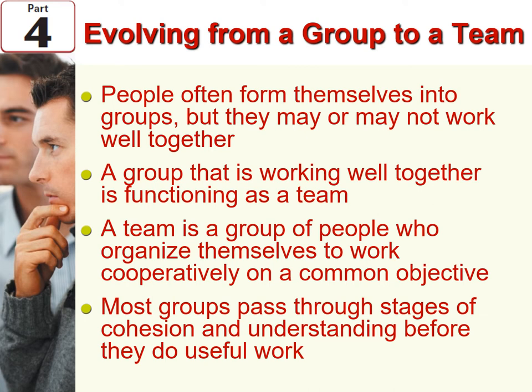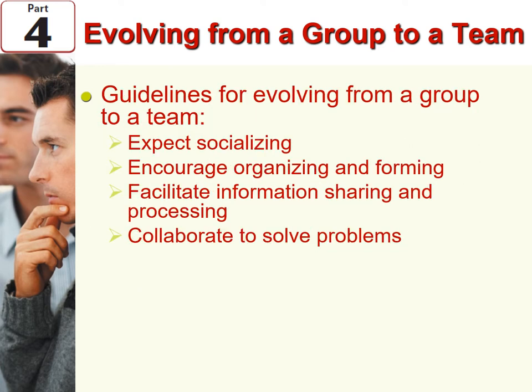So also for this objective, we have some guidelines for evolving from a group. If you want to evolve from a group to a team, you have these four guidelines. The first guideline here: you have to expect socializing. What do you mean by socializing? It means social, okay? This comes from social, okay? As long as you deal with people, you have to socialize these people.